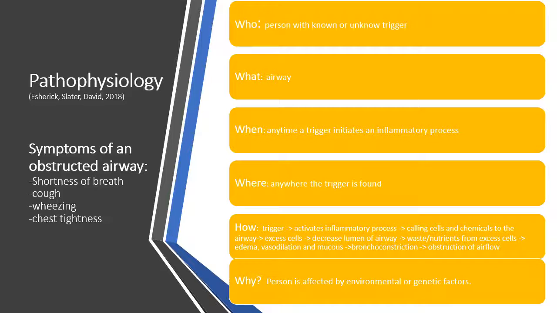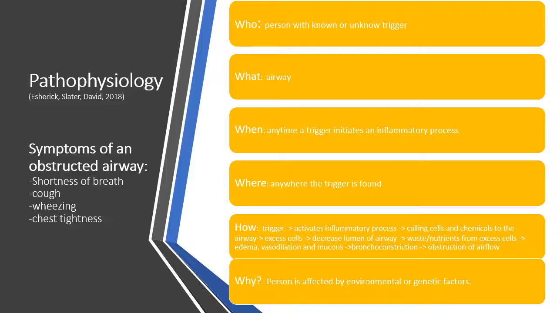How does asthma happen? First, the trigger activates the inflammatory process, calling cells and chemicals to the airway. This leads to excess cells. The excess cells decrease the lumen of the airway, causing waste and nutrients from excess cells. This causes edema, vasodilation, and mucus production. All of this edema and swelling of the lumen creates the bronchoconstriction, the edema, and also the mucus production, which ultimately leads to obstruction of the airflow.